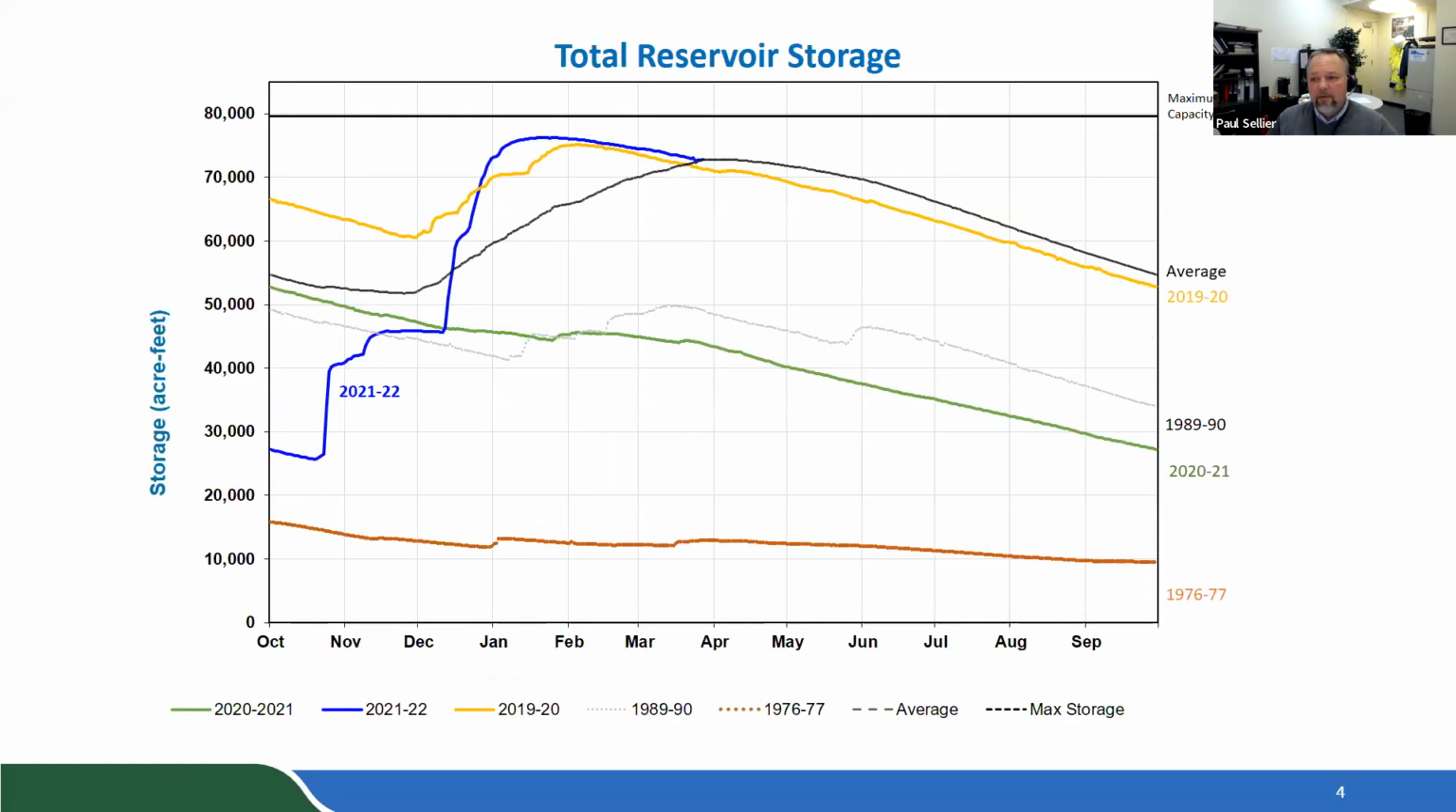Our reservoir storage is also similarly tracking our average storage. We're actually marginally better off than we were in 2019-20, this yellow line up here. And of course, markedly better than we were this same time last year. So overall, it's a relatively good position that we find ourselves in heading into the summer period.